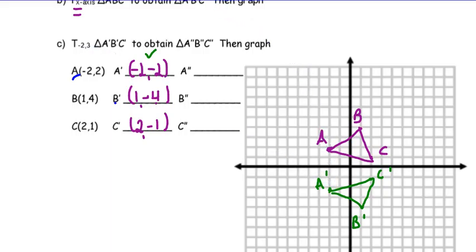Let me get a different color. Let's do red. Left 2, up 3. A double prime. Left 2, up 3. It gets a little tricky when they overlap. Left 2, up 3. B double prime. And notice there is a space for us to write down the ordered pairs. We will have to make note of them. 1, 2, 3, 4, negative 4, 1.